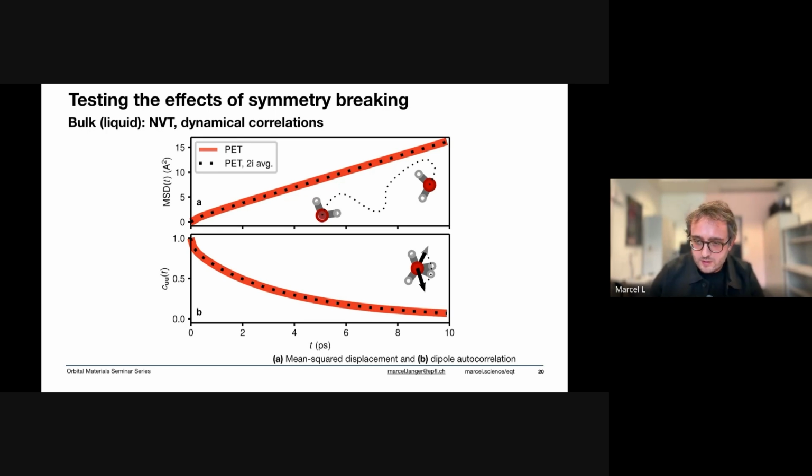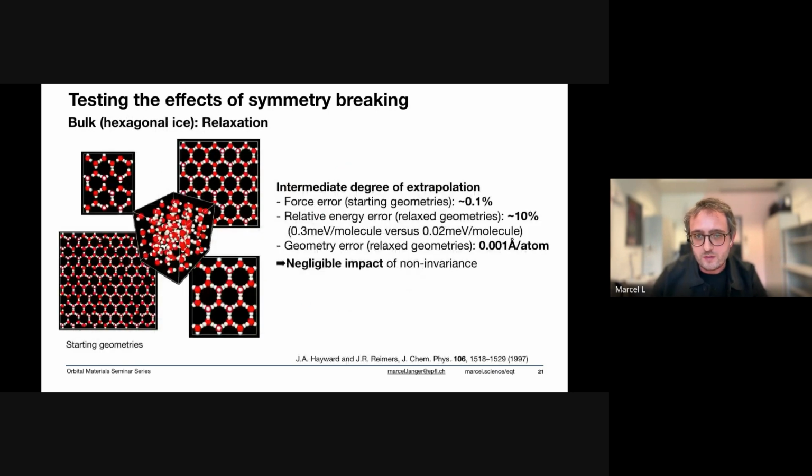So now we had in our mind, okay, we have a single water molecule, a very, very deep extrapolative regime, very problematic. With bulk, we see nothing. So the next thing we did, we checked another bulk system, but not liquid, instead frozen water, so hexagonal ice. Here the task is to take these proton disorder geometries from this paper and just relax them, so putting the hydrogens in the right place.